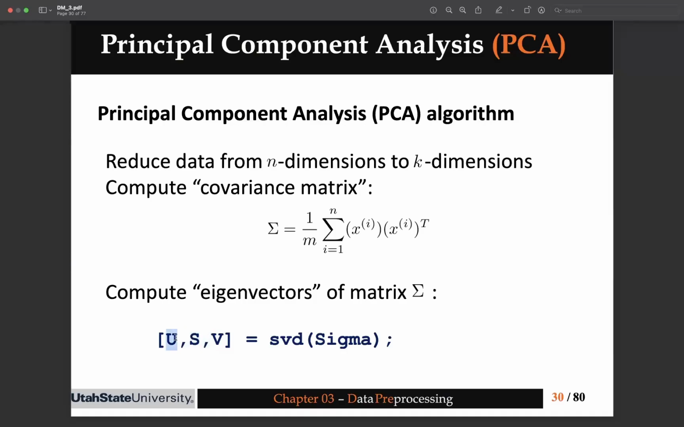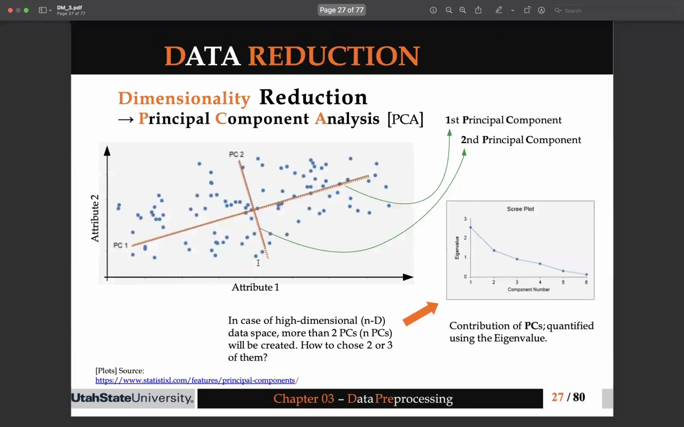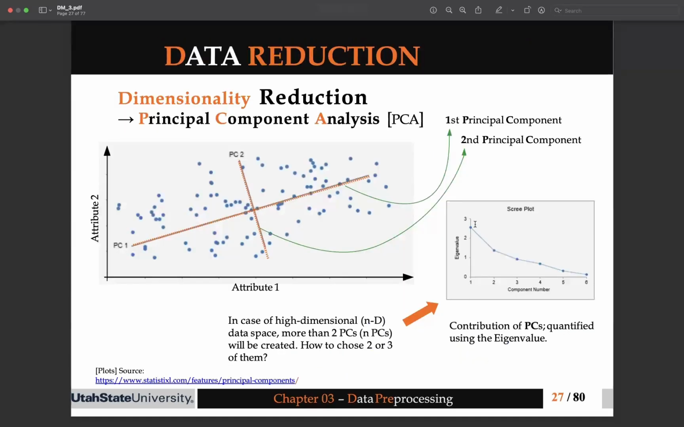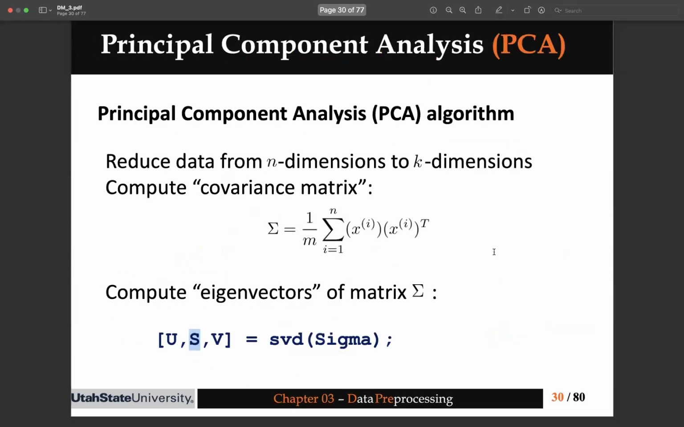The columns of U are the eigenvectors, which are shown in the previous slides in orange. The first column is PC1, the second column of U is PC2, the third column of U will be PC3, etc. And S, the middle matrix decomposed from sigma, gives us the values. The diagonal values of S give us the corresponding eigenvalues for every principal component. In this case, the values will be 2.5, and the second value will be 1.5, along the diagonal of the S matrix.